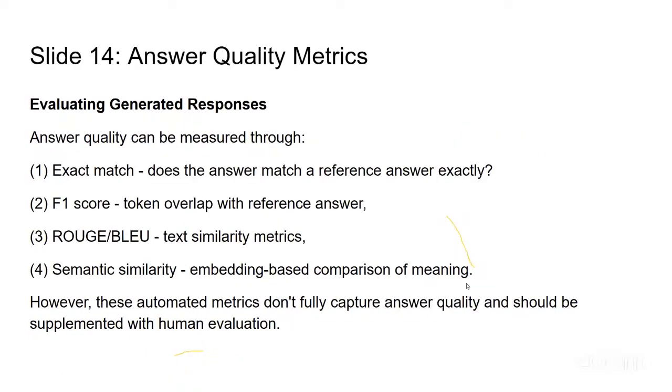Now, answer quality metrics. Again, the quality of the answer which you are getting, correct? So answer quality can be measured through exact match. Does the answer match a reference answer exactly? So you have a reference answer and the output, and you just compare both of them, right? F1 score: what is the token overlap with the reference answer? ROUGE or BLEU, which are text similarity metrics, and semantic similarity based on embeddings. However, the last point is important. These automated metrics don't fully capture answer quality and should be supplemented with human evaluation.